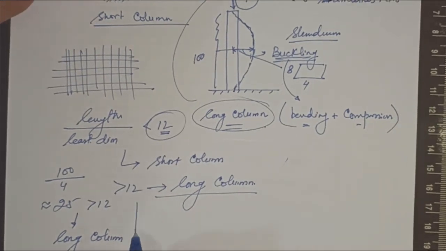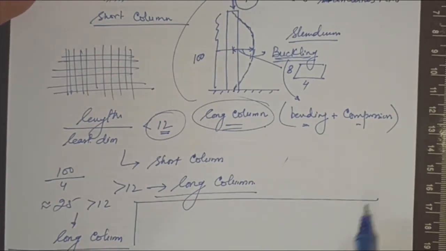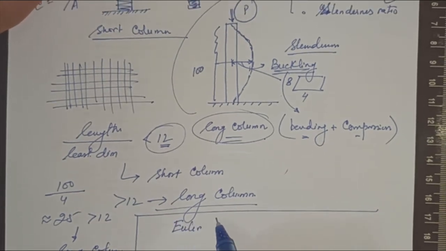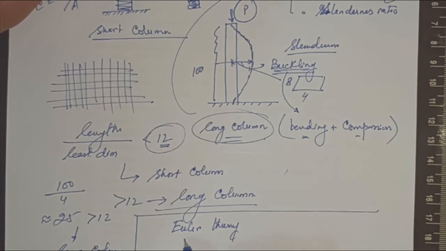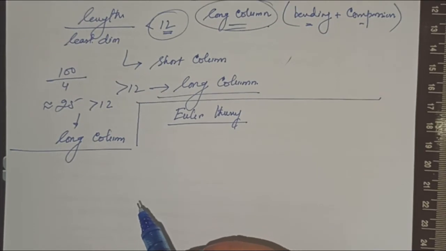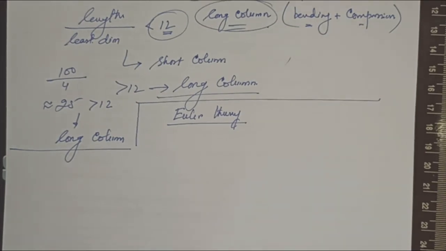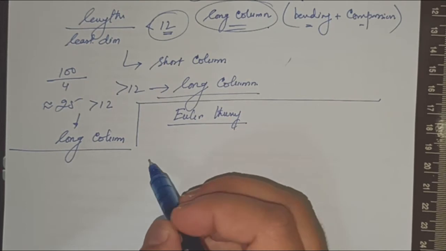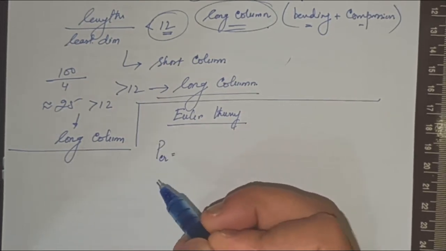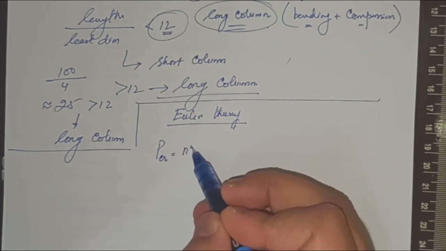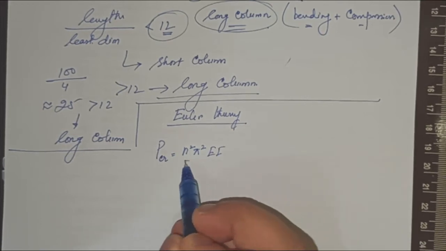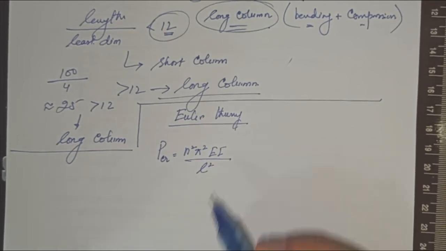So we are mostly interested in this, and the Euler theory. The Euler theory gives this critical load, P critical, as n square pi square EI upon L square.